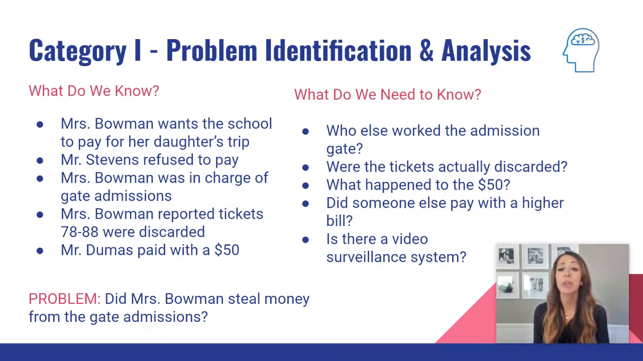What do we need to know? We need to know who else worked the admission gate. Were the tickets actually discarded? What happened to the $50 bill Mr. Dumas paid with? Did someone else possibly pay with a higher bill? Is there a video surveillance system that we can check? The problem: did Mrs. Bowman or anyone else steal money from the gate admissions?